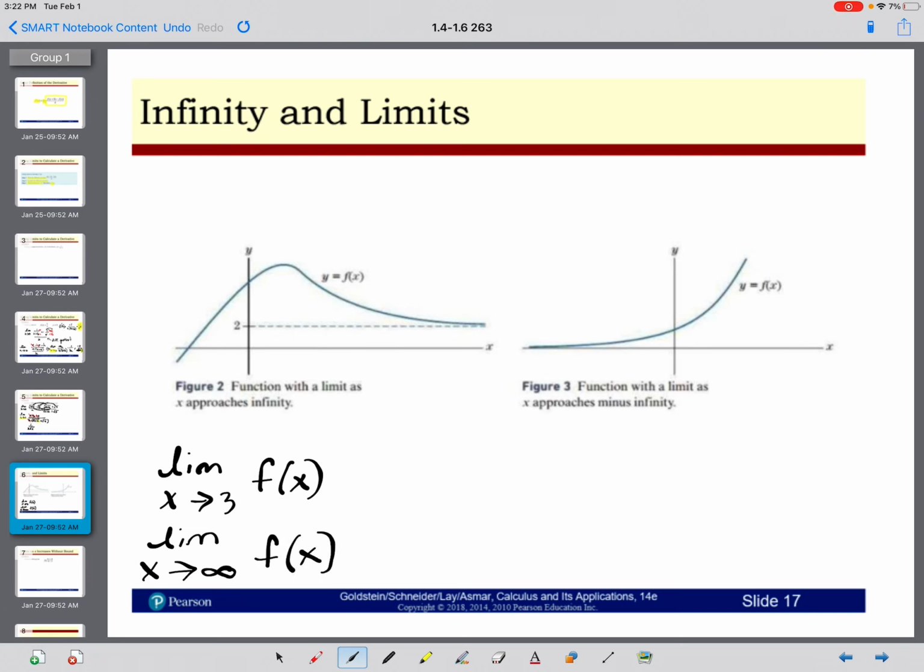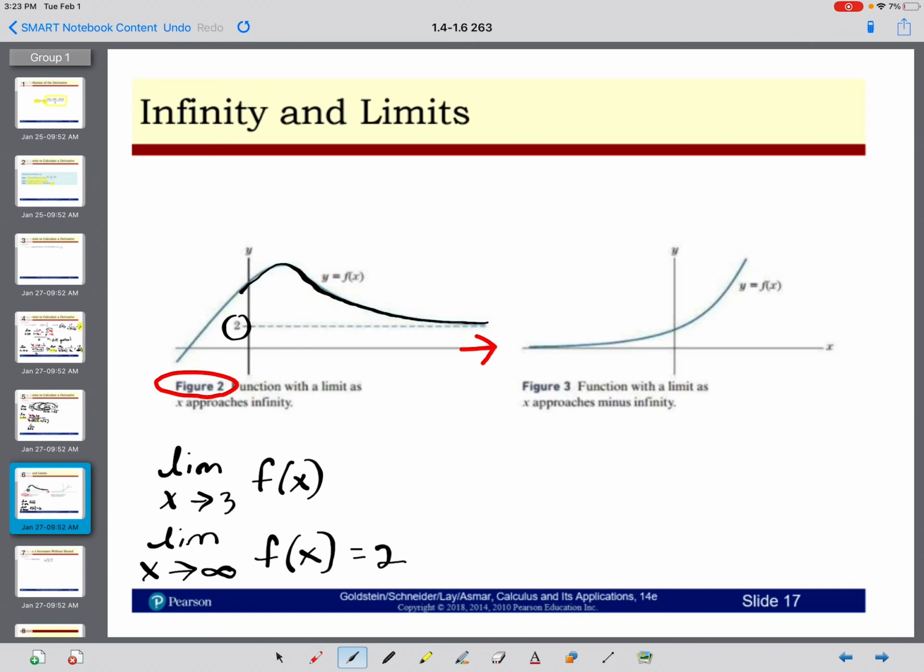So if we look at figure 2, this is just an example to look at. We want to take a look at what happens when we let x get bigger and bigger and bigger. So we want to find out what happens as x approaches infinity. And as we trace our curve here, we can see that as we let x get closer and closer and closer, we're approaching 2. So the limit as x approaches infinity for this particular example is 2.